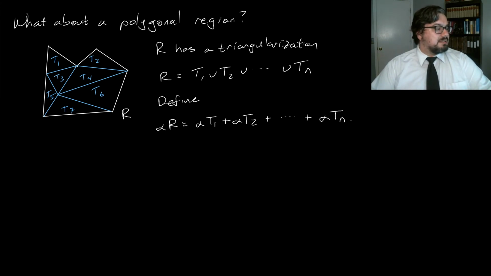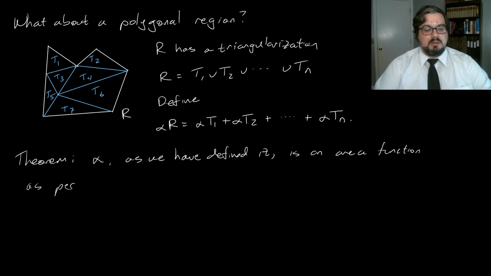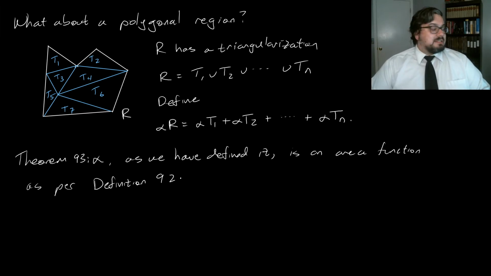So let's write down our theorem. Our theorem basically states that alpha, as we have defined it, is an area function, as per definition 92. Oh, this theorem has a number. This is theorem 93, of course. So in particular, it satisfies the 4 axioms that we had before. So let's see how that goes.